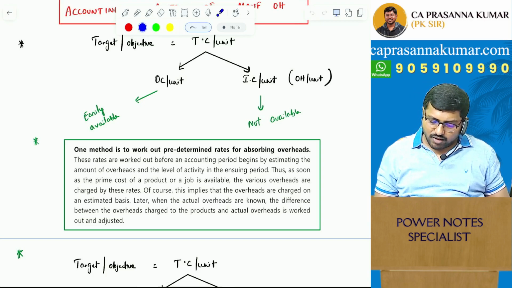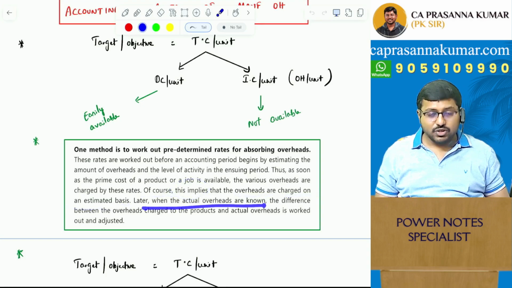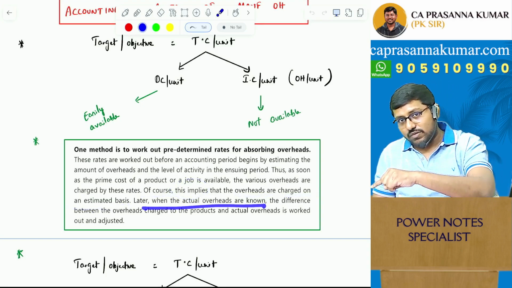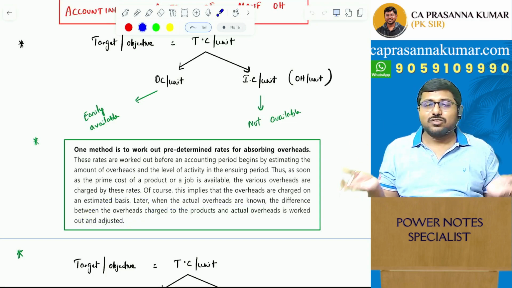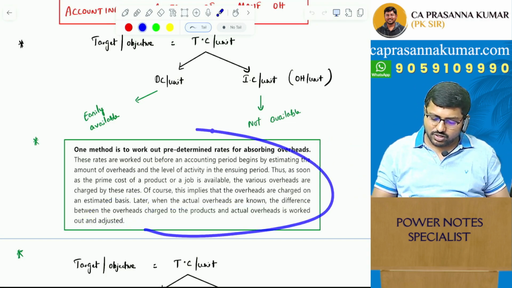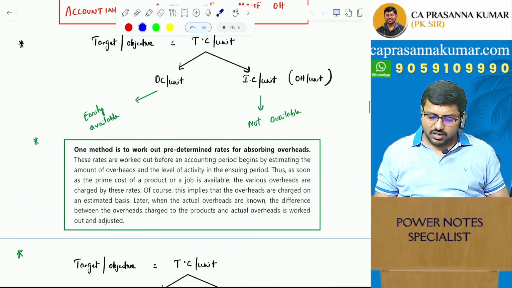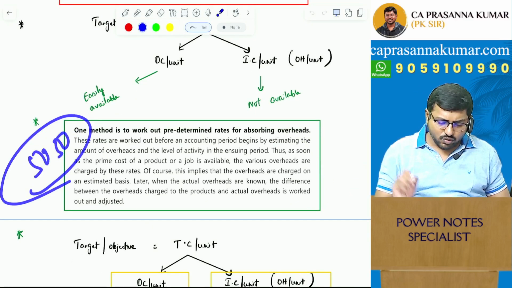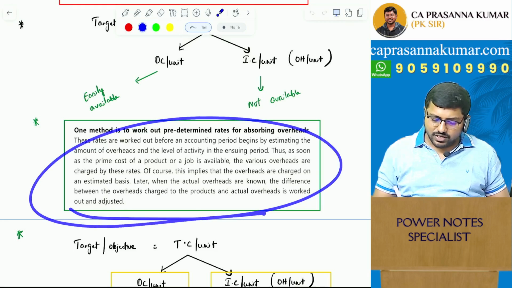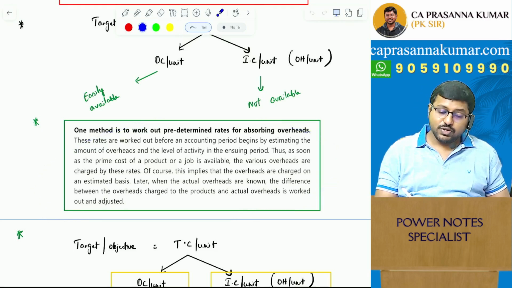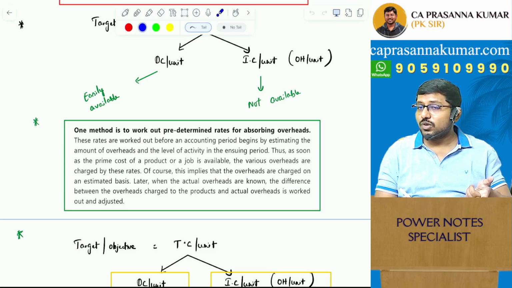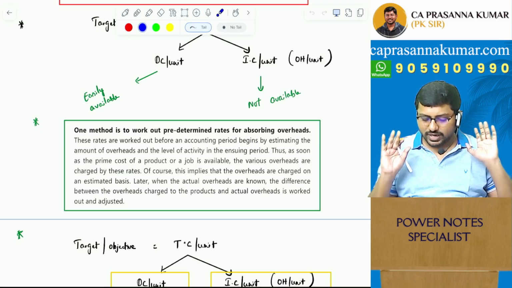Anyways, of course, this implies that overheads are charged on an estimated basis. Later, we will know what the actuals are. Once we reach the end of the year, we will know what the actuals are. The difference between these absorbed overheads and the actuals is nothing but under or over absorption that eventually will be adjusted. Clear? Right now, you will have 50-50 understanding. Don't worry about that. This paragraph is difficult to understand. Your ICAI has given it, so therefore I have also given it. But once we move further, once we look into the concept of absorption of overheads, there you will have 100% clarity. So wait till that time.